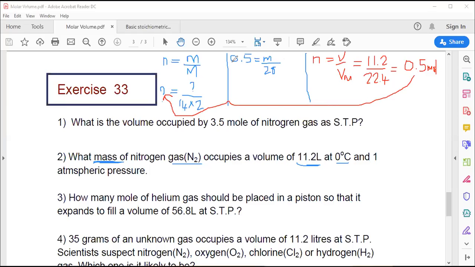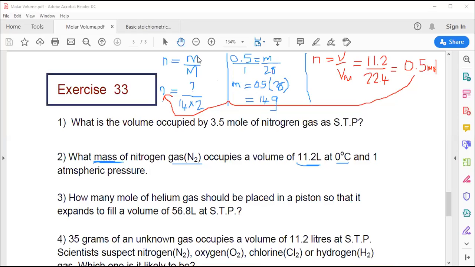You make the subject of the formula m. So your m is going to be equal to 0,5 multiplied by 28. 0,5 is half. So half of 28 is 14. So your answer is 14 grams. That's how you get your answer.